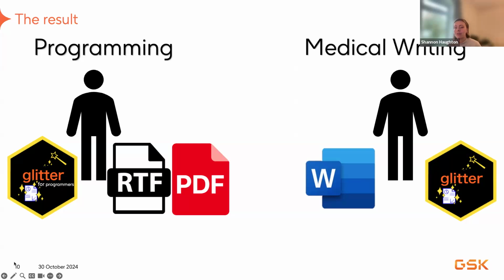So in conclusion, our journey with Glitter has taught us two valuable lessons. The first is successful solutions often require us to consider more than just our end users. So in our case, involving the programmers directly led to significant improvement for our end users in medical writing. And secondly, we often already possess the tools that we need to optimize our processes. We just need to think creatively about how to use them. So by reimagining our existing code, we were able to transform team collaboration with Shiny.